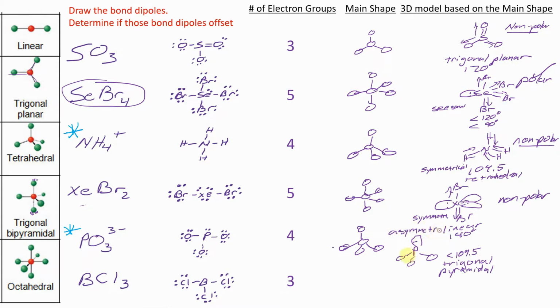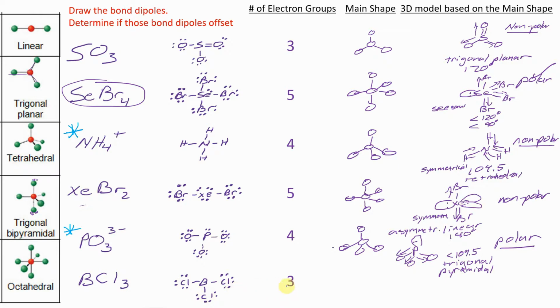Why? Because when I draw on the bond dipoles, oxygen's more electronegative than phosphorus, I believe. The bond dipoles, you can see, will all be pulling slightly downward, and there's nothing on the other side to offset them because there's no electronegative atom on the lone pair side. So therefore, the bond dipoles will not offset, and you'll end up with a polar molecule. So PO3 definitely could do that sort of interaction with another PO3 molecule.